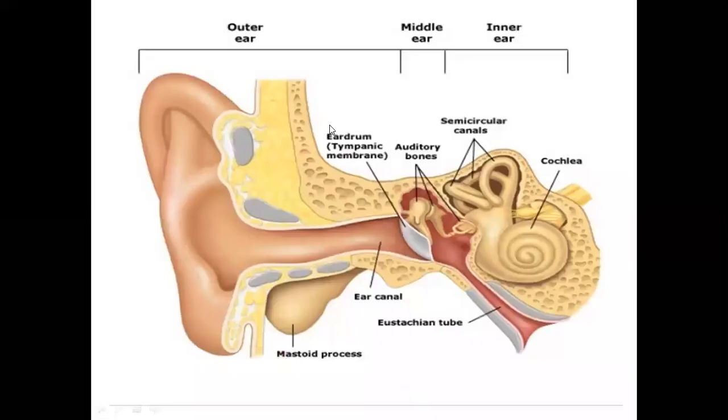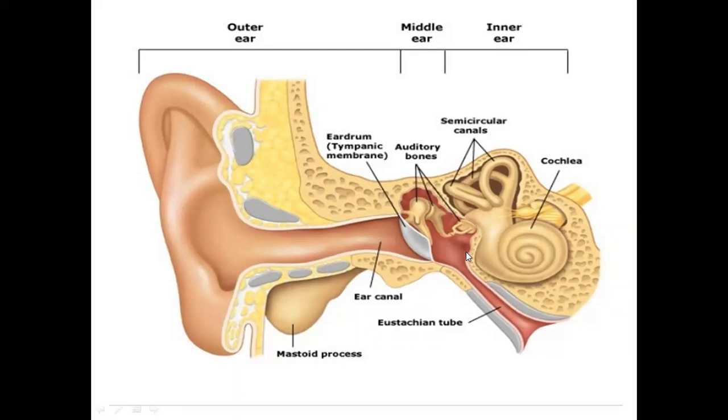Whenever the tympanic membrane vibrates, it causes vibration in the ossicles, and the ossicles transmit the sound waves. So this is the oval window. The oval window is called the fenestra vestibuli, and it opens into the perilymph of the scala vestibuli. Here is another opening, called the round window.